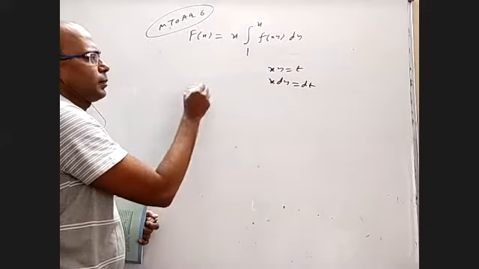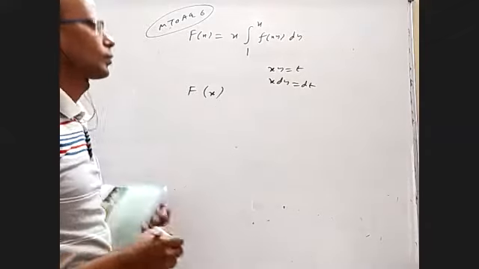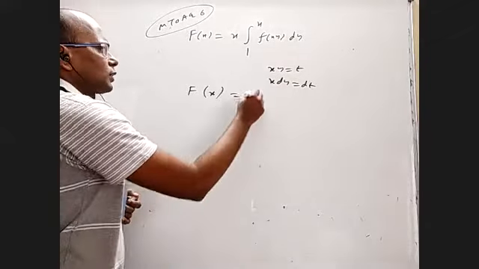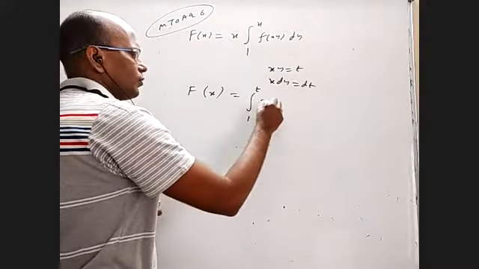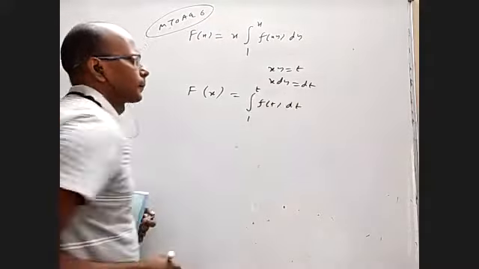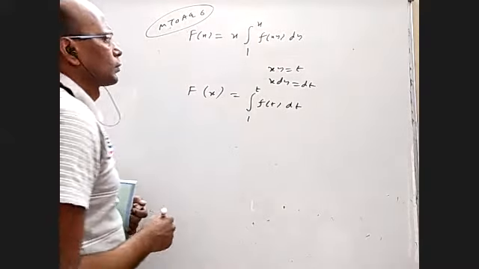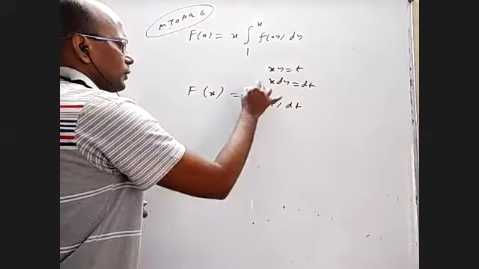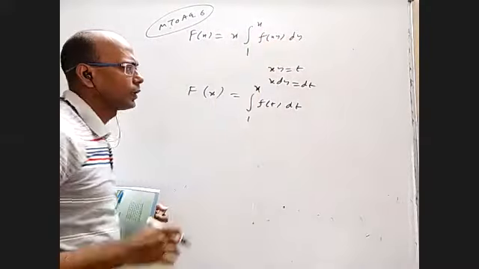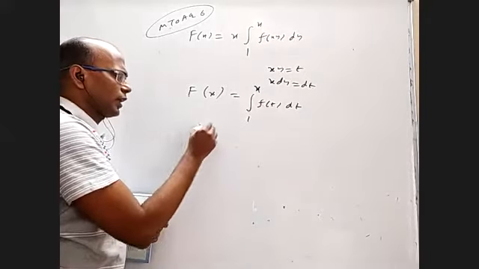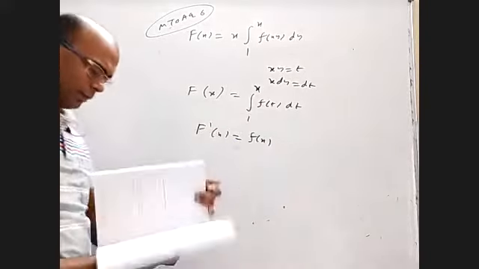So you'll get capital F of x is equal to integral 1 to t f of t dt. Not 1 to t, 1 to x, sorry. 1 to x f of t dt. This became t, this whole thing became dt. That's it. Now we can differentiate: capital F dash x is equal to small f of x using the fundamental theorem.